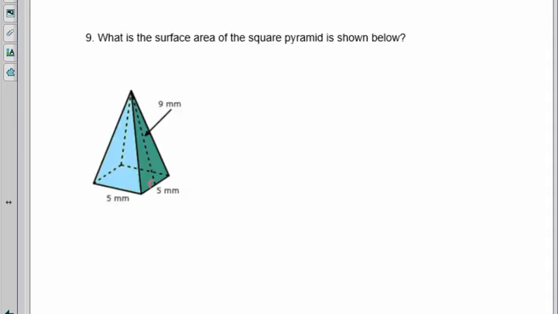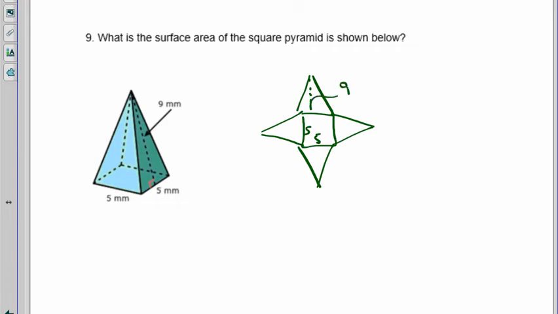Okay, surface area of the square pyramid. Well, I have the square, which is a 5 by 5. And then I have my lateral faces that are all triangles that have a height of 9. So I have shape A, the square, and shape B, the triangle. And I have 4 triangles. So my area total is going to be area A plus 4 area B's.